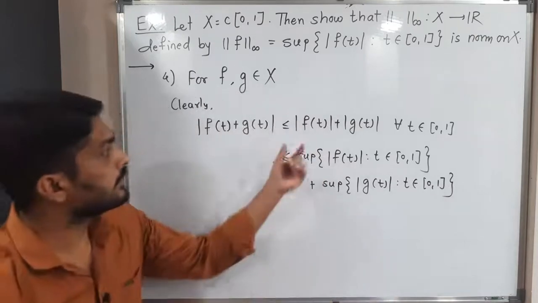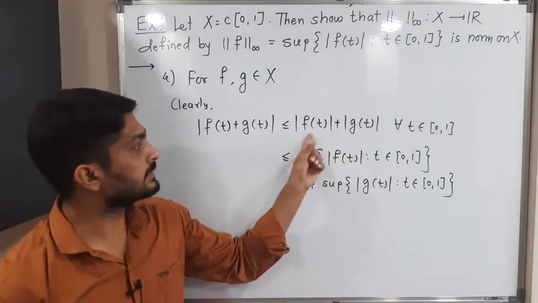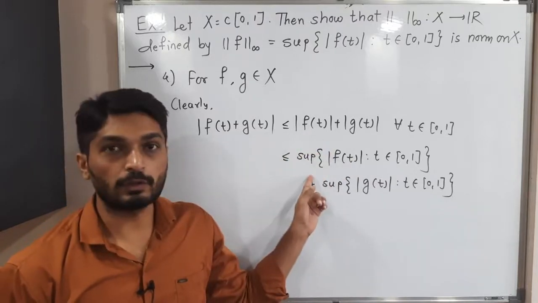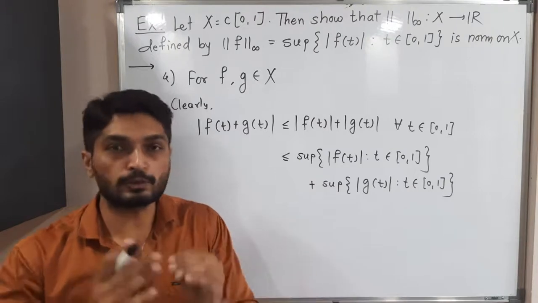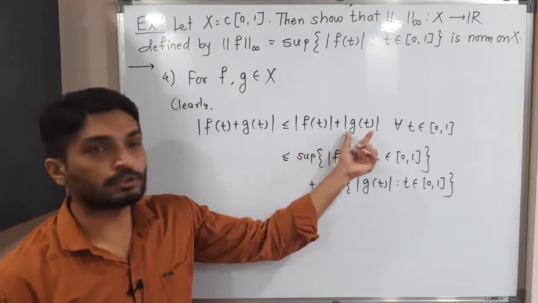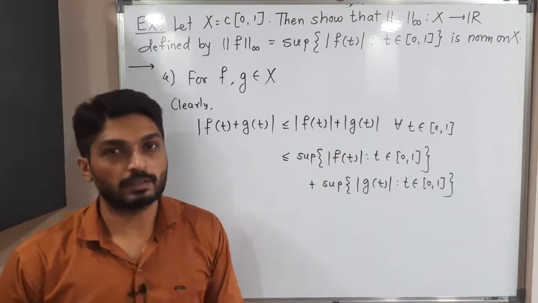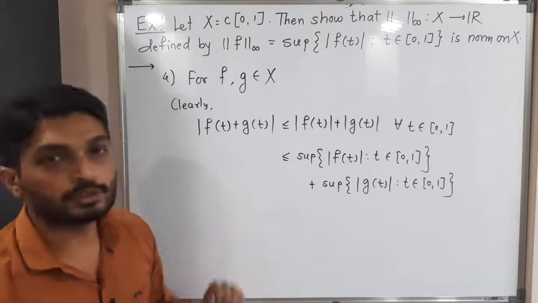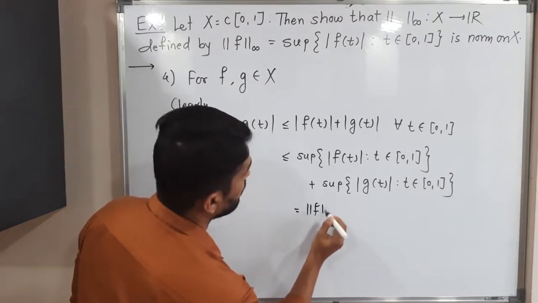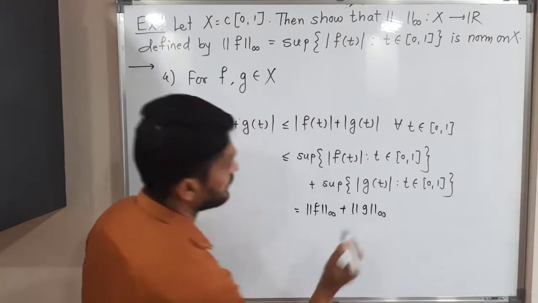Getting the point? See, this inequality we had already got. So we can say mod f of t is less than or equal to its supremum. Obviously, the supremum will be larger than the given number. And for mod g of t, this one is also less than or equal to its supremum. So the common thing we have written here. This is the definition of norm f infinity, so we can write this is equal to norm f infinity, and that is equal to norm g infinity. This thing we have got.